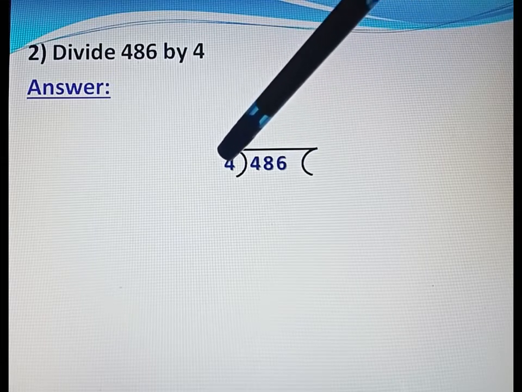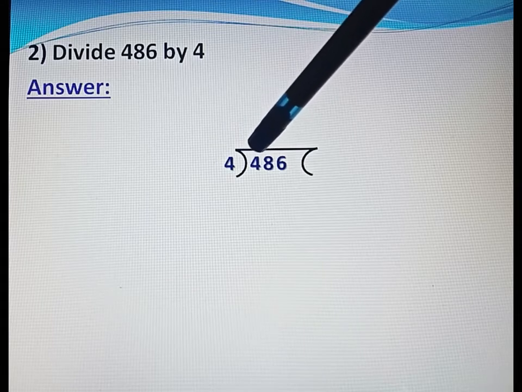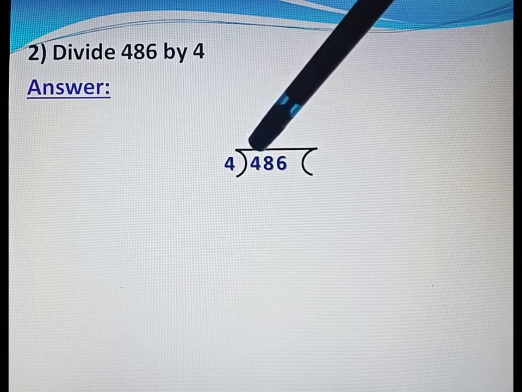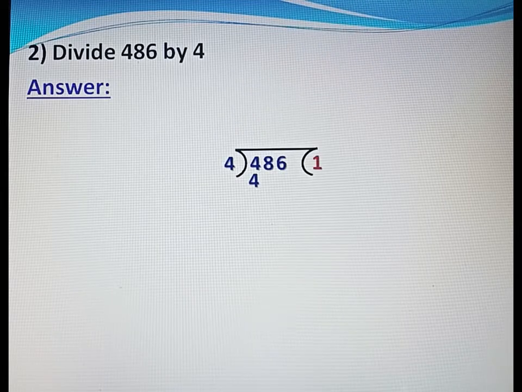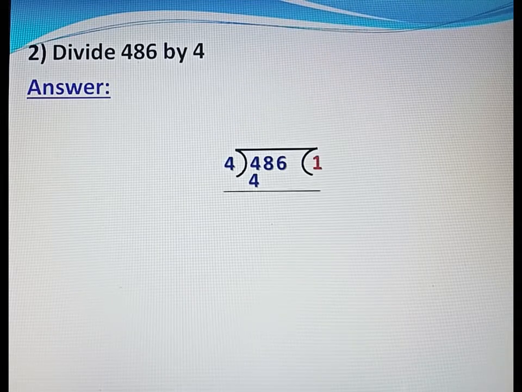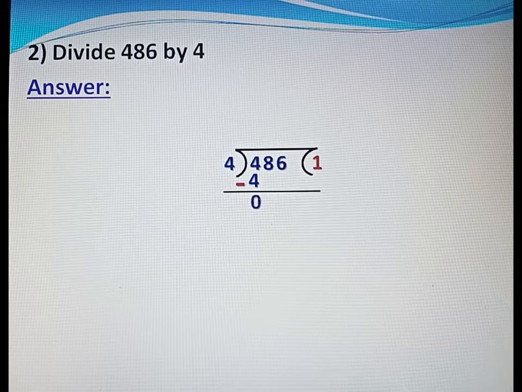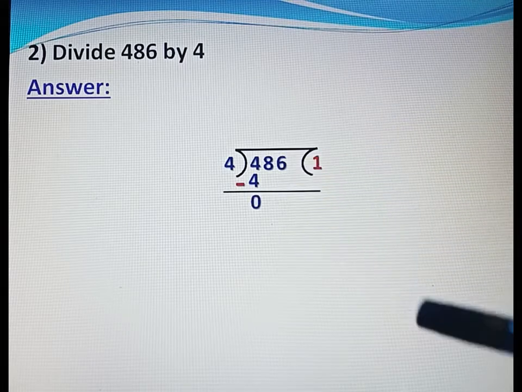We will multiply this 4 so that it is equal to 4 or less than 4. It should not be greater than 4. Multiply 4 by 1. 4 1 ja 4, and then we will do subtraction. 4 minus 4 0, and then we will take next number 8 here.